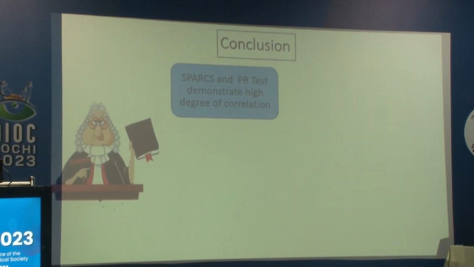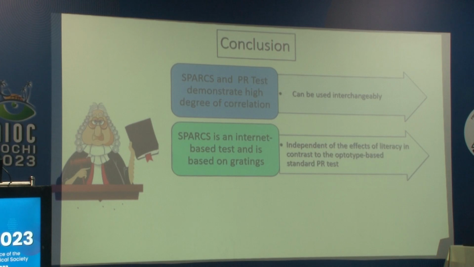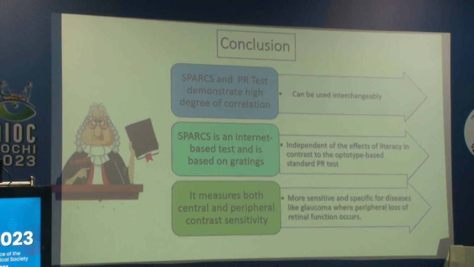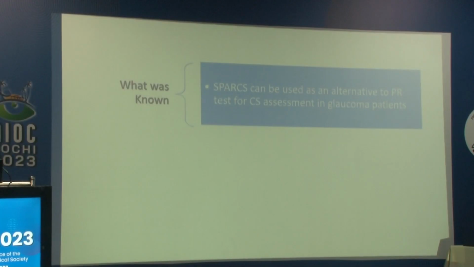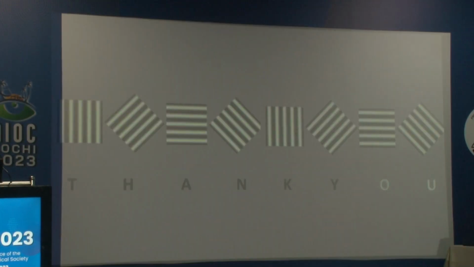So we conclude that Sparks and Pelli-Robson tests demonstrate high degree of correlation, can be used interchangeably. Sparks is independent of effect of literacy in contrast to optotype based Pelli-Robson chart. And Sparks measures both central and peripheral contrast sensitivity, which is better for glaucoma patient with peripheral visual field loss. So this was already known that Sparks can be used as an alternative to Pelli-Robson test. This study adds that the current gold standard of contrast sensitivity needs to be replaced with a new and more accurate test like Sparks. Thank you.